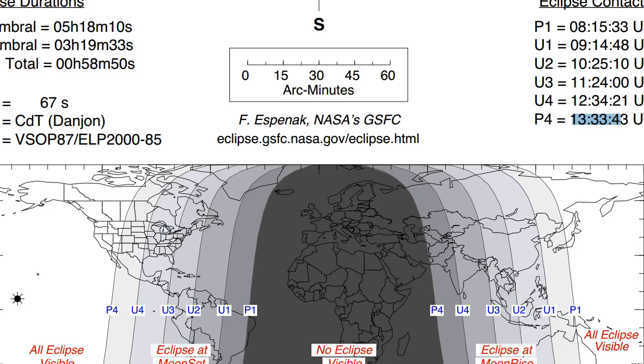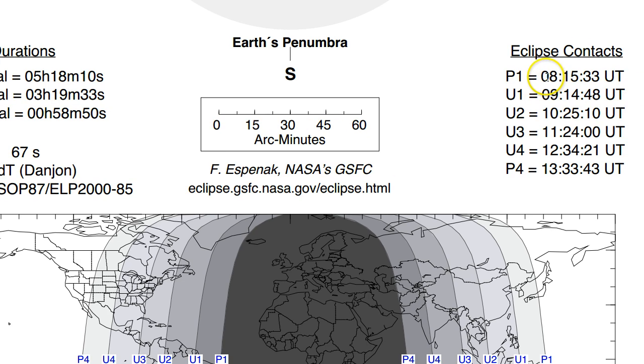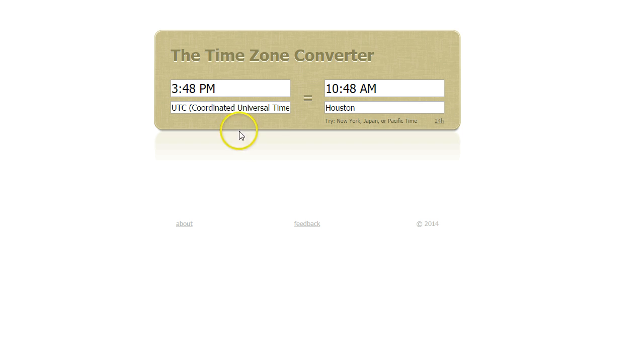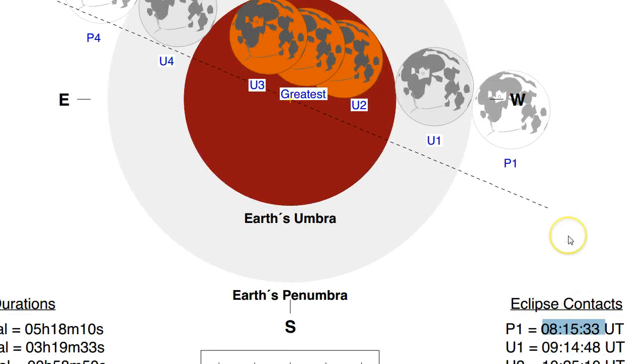Now, let's say the eclipse is gonna start at 8:15 in universal time. That means that for me in Houston, the eclipse will start at 3:15 in the morning.